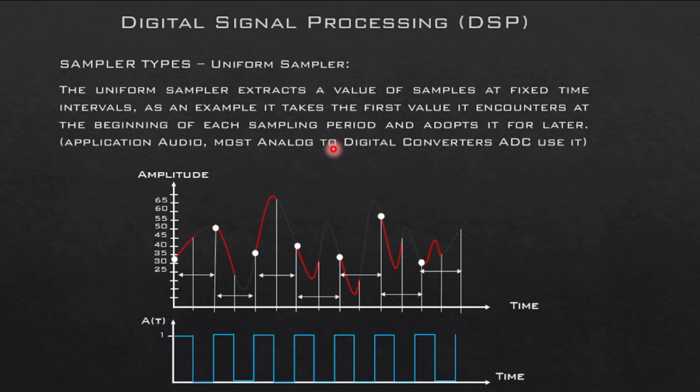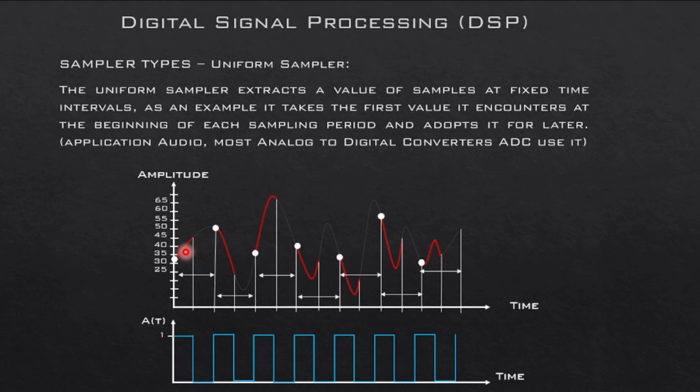So what are the types of samplers that we have? First of all, you have the uniform sampler. The uniform sampler extracts a value of samples at fixed time intervals. As an example, it takes the first value it encounters at the beginning of each sampling period, like we see here, and adopts it for later. Now, the application is for audio. Most analog to digital converters, ADC, use it, and it's very fast. It doesn't require any processing.